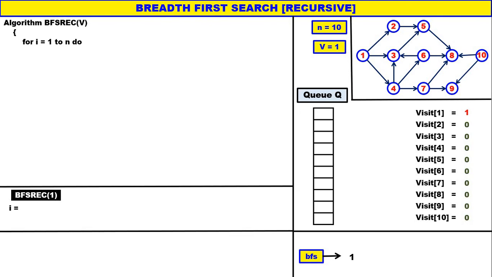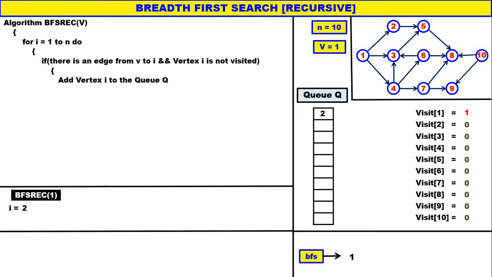So I is equal to 1 to n. I is equal to 2. Why did we consider 2? Because there was an edge from 1 to 2 and visit of 2 is equal to 0. That we will write down in English: if there is an edge from V to I and vertex I is not visited, what we have to do? Add 2 to the Q and make visit of 2 equal to 1. Yes, 2 is added. In English: add vertex I to the Q and mark vertex I as visited.